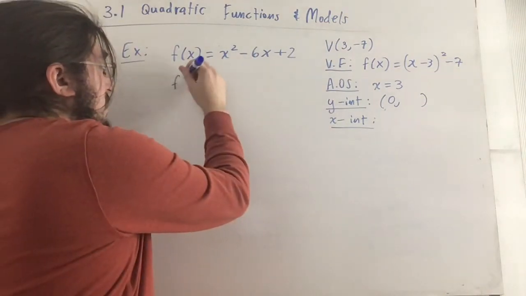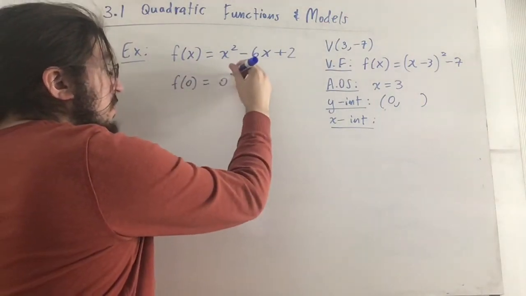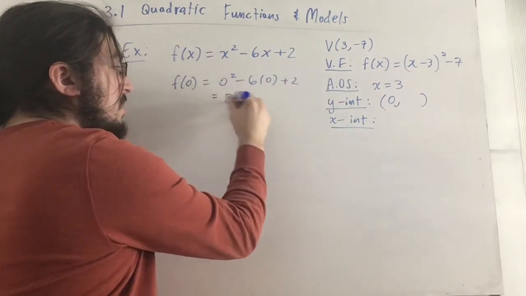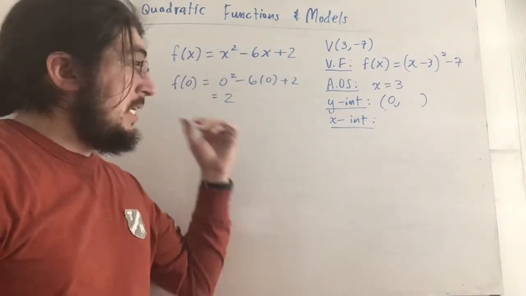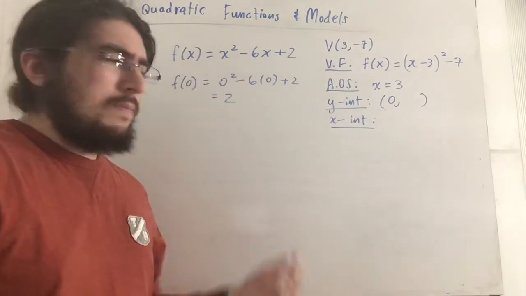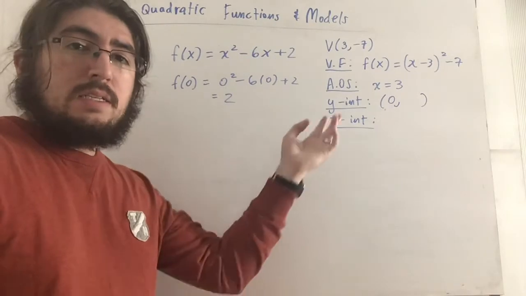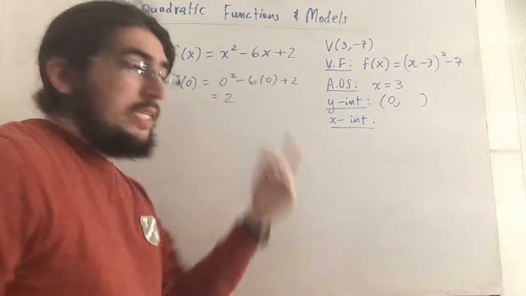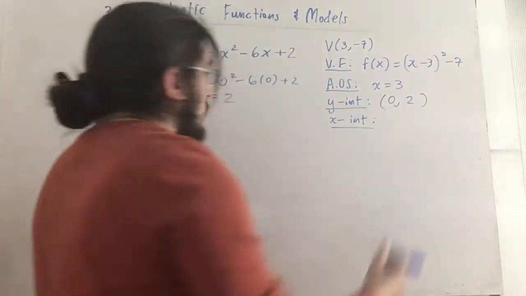So let's see, f of 0 is 0 squared minus 6 times 0 plus 2. It's really just 2. And in fact, it is always the case that the y-intercept is (0, c), which I guess I could have said in the previous section where we discussed the y-intercept, but that's fine. Just plug in 0, you'll always get c. So (0, 2) is the y-intercept.